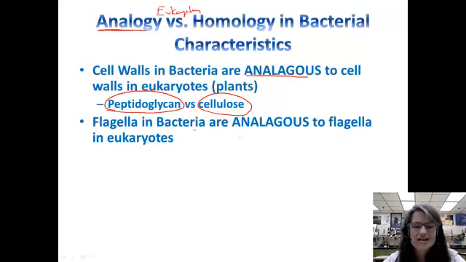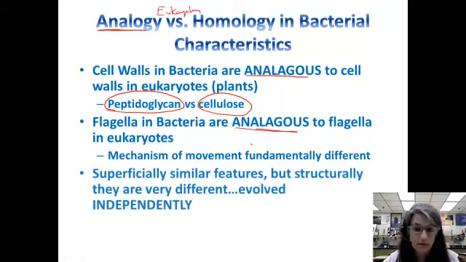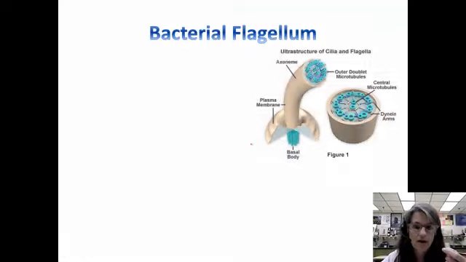Flagella in bacteria are analogous to flagella in eukaryotes. We both have flagella, or structures that look like these whip-like structures that will propel a cell, for example, a sperm, along in a viscous fluid. But the mechanism by which the flagella move in a bacteria is fundamentally different from the way they move in eukaryotes. So superficially similar features, cell walls in bacteria and eukaryotes, or flagella in each, but they are fundamentally different. They evolved independent of each other, not one descended from the other. Okay, so not evidence for common ancestry there.